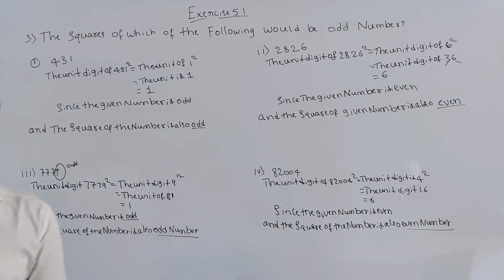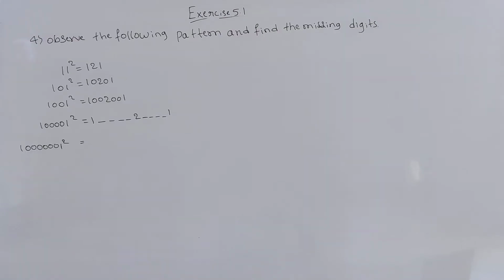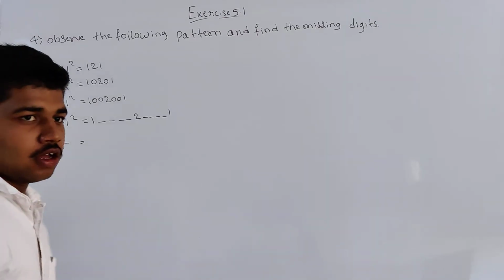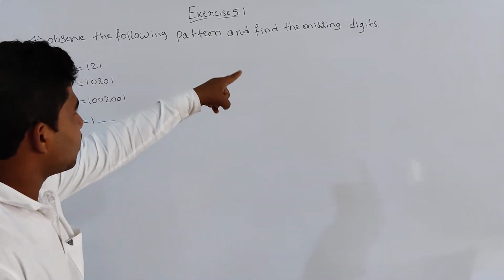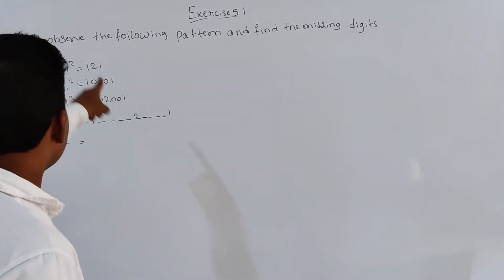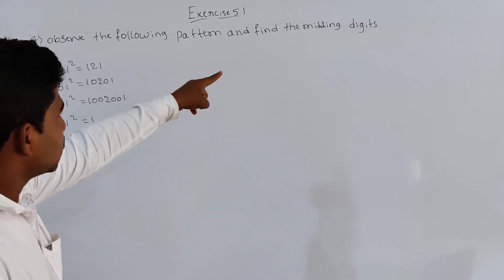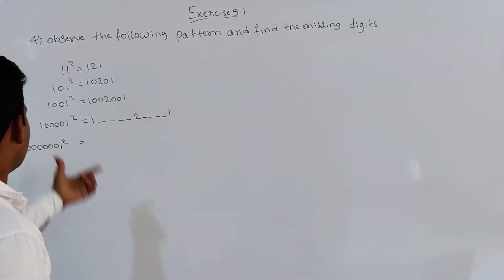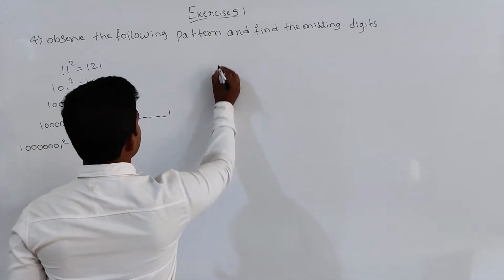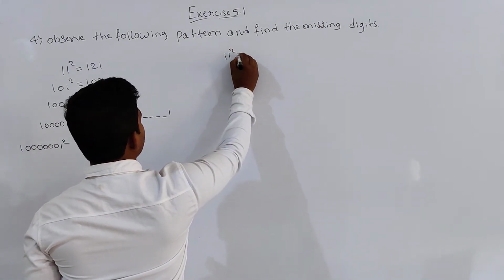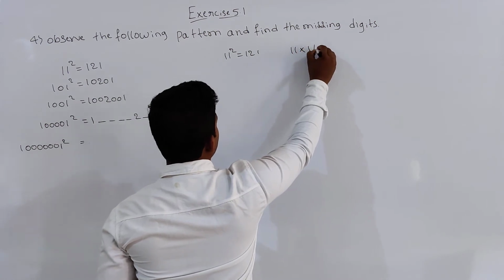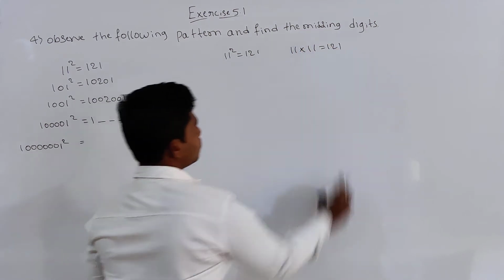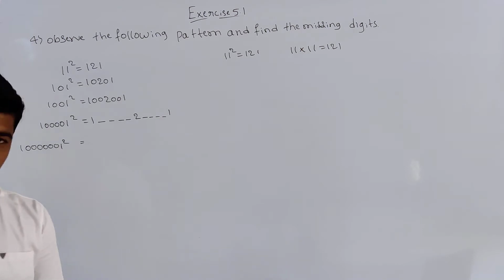And let us continue with the fourth problem. Look at the fourth problem. Observe the following pattern and find the missing digits. Look at the first one. 11 square, we already know, is 121. 11 into 11 we will get 121.